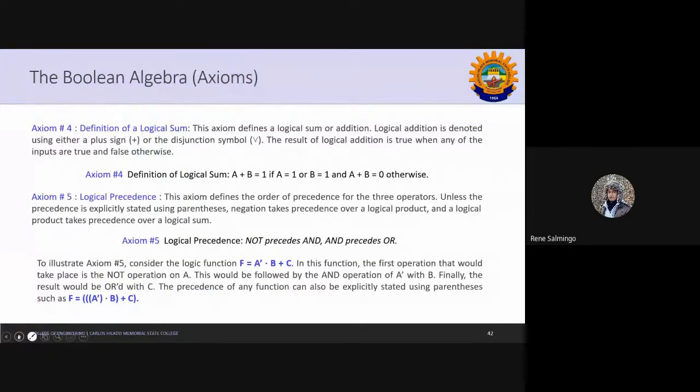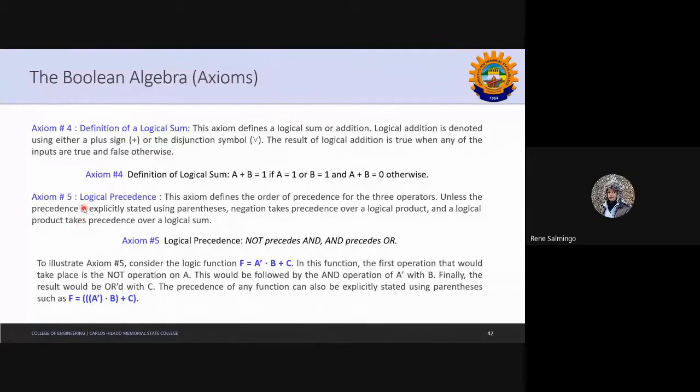Now for the definition of logical sum, we refer to the plus sign, that is your OR. The logical sum axiom says A or B equals 1 if A equals 1 or B equals 1, and A or B equals 0 otherwise. So this is your logical sum axiom. The symbol for logical sum is OR or the plus sign.